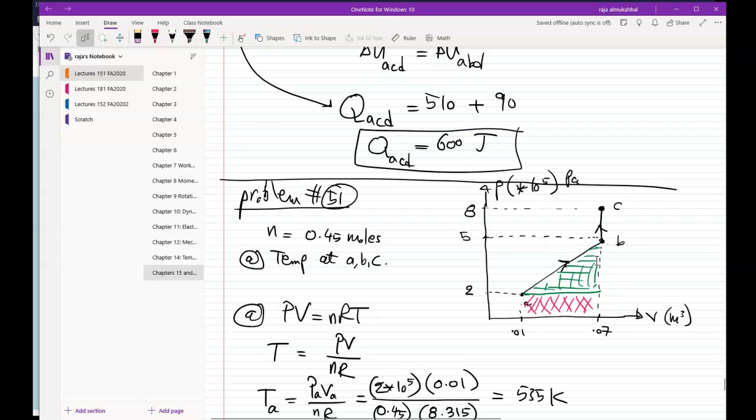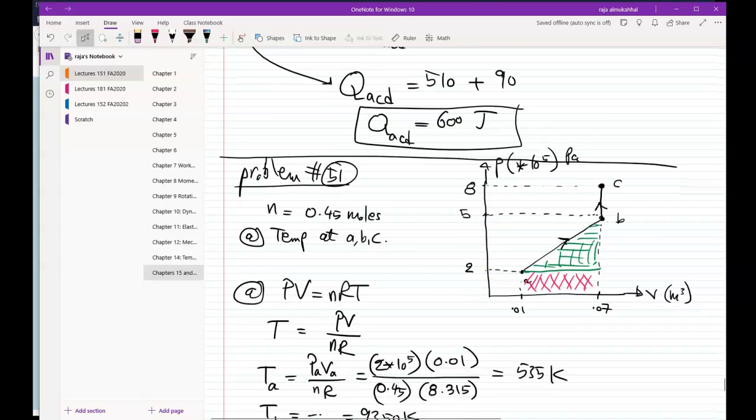All right. So basically, the area of this rectangle, which is 0.07 minus 0.01 times the height, 2 times 10 to the 5th, plus the area of the triangle. What's the area of the triangle? 1/2 the base times the height. Half the base, which is 0.07 minus 0.01, times the height, which is the number from here to there, which is from 5 to 3. You see the plan? Simple. Okay, let's do it.